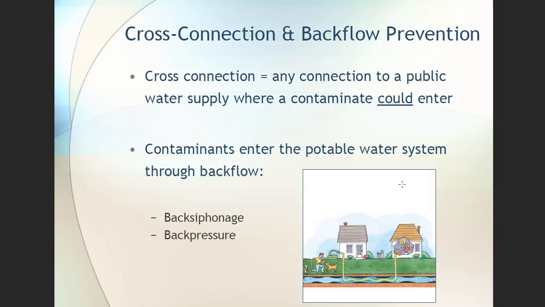Cross connections and backflow prevention. A cross connection is any connection to a public water supply where a contaminant could enter. Contaminants enter the potable water system through backflow, back siphonage, and back pressure.